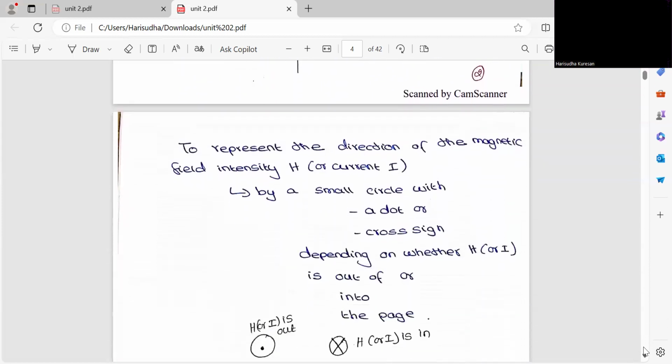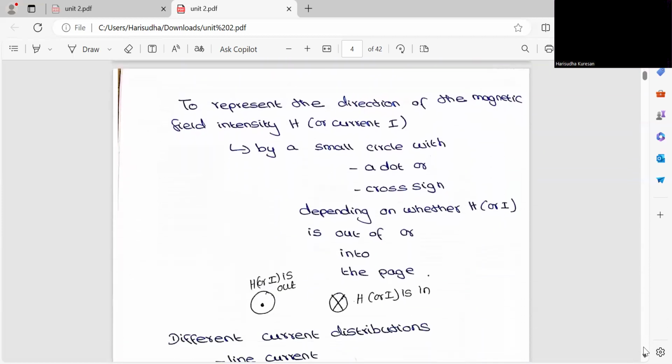So to represent the direction of the magnetic field intensity H or the current I, we use a small circle, either with a dot or a cross sign. Inside the small circle, you represent either a dot or a cross like this. Depending on whether the magnetic field intensity or the current is out of or into the page, we put the dot or the cross inside the small circle.